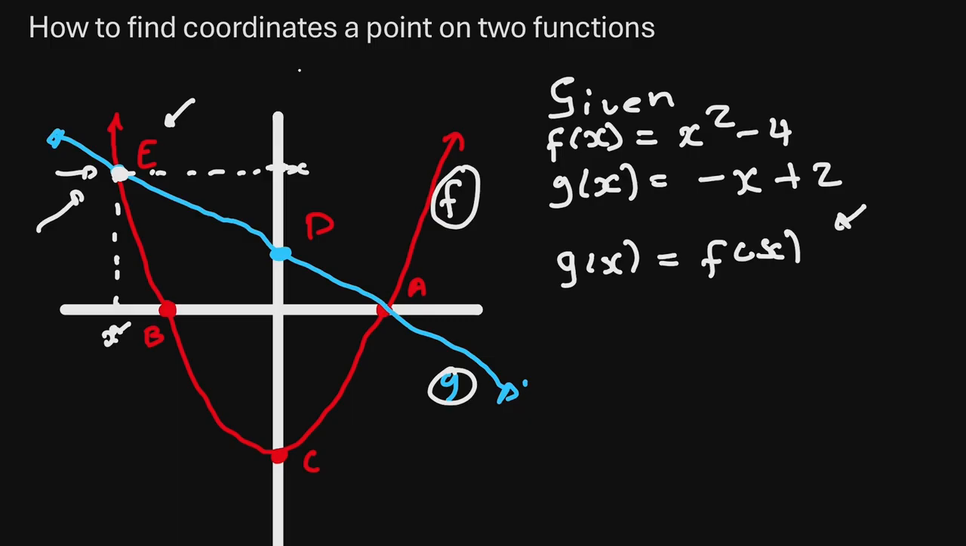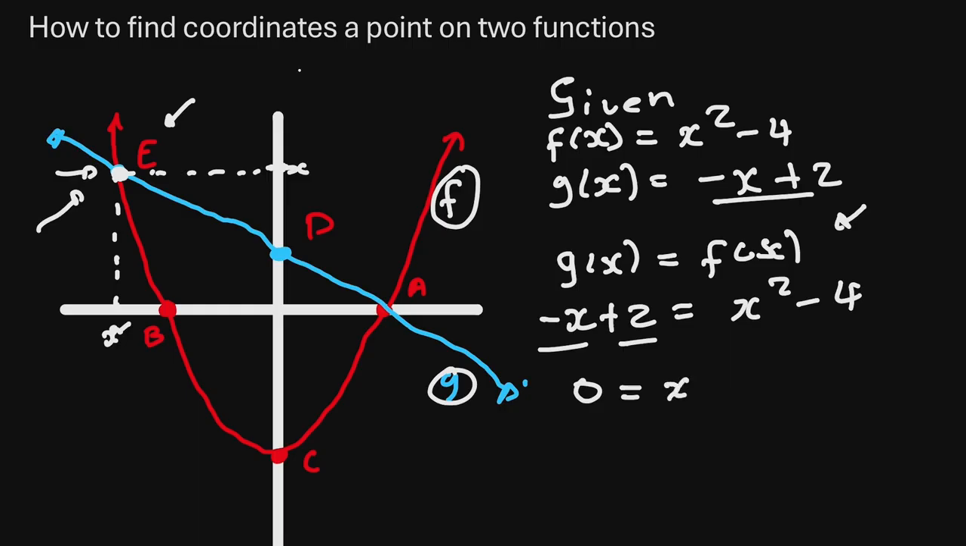But remember, what is the equation of g? The equation of g is minus x plus 2, and the equation of f is x squared minus 4. So in this case, we can solve for the value of x. How do we do that? We can transpose everything to the other side because we have x squared and x, so that is going to be a quadratic. If we move negative x and positive 2 to the other side, they change sign, and we are left with 0 on this side.